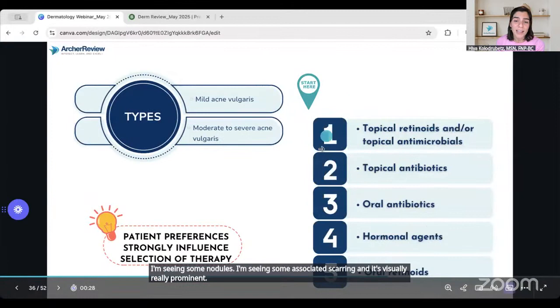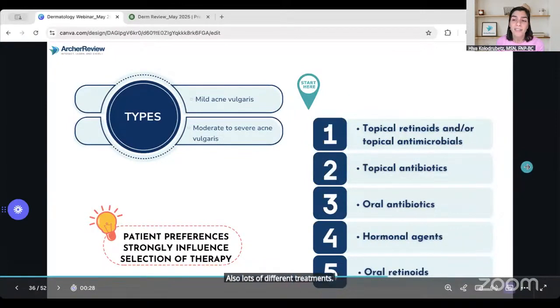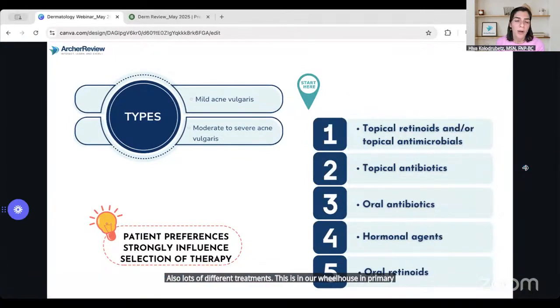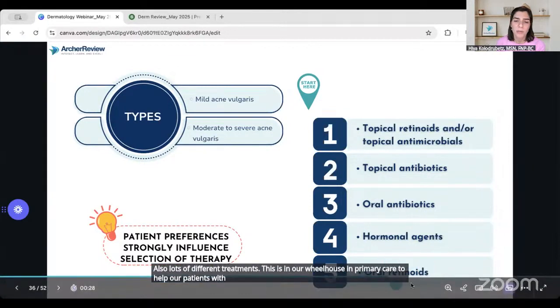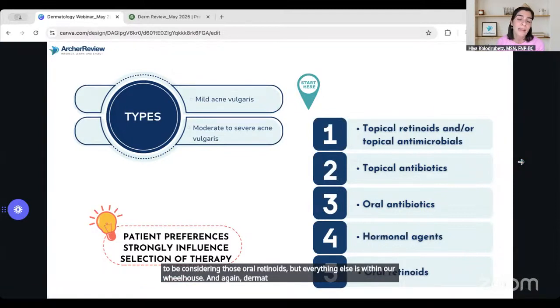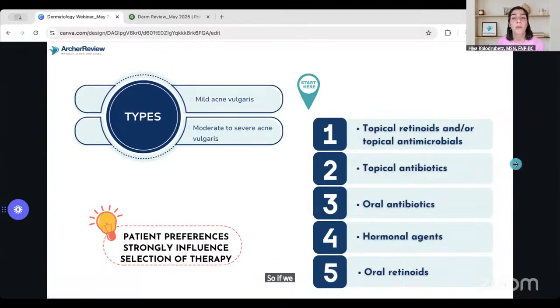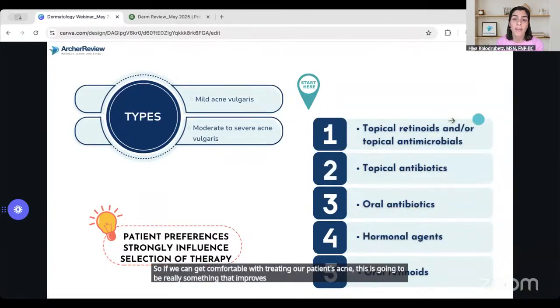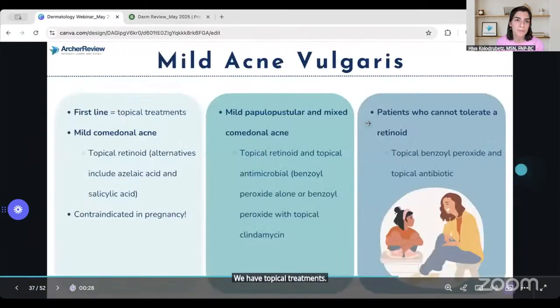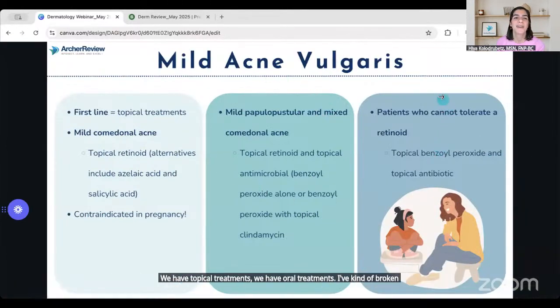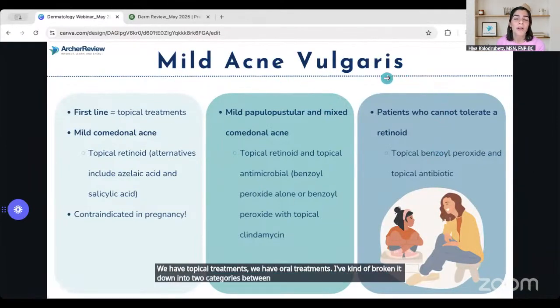There are also lots of different treatments. This is in our wheelhouse in primary care to help our patients with acne. Sometimes we do have to send them out when we're considering oral retinoids, but everything else is within our wheelhouse. And again, dermatology is a 6-month wait. So if we can get comfortable with treating our patients' acne, it's really going to improve their quality of life. We have topical treatments and oral treatments. I've broken it down into 2 categories: mild in one category, and moderate to severe in another.